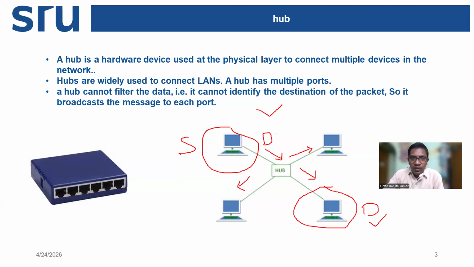It cannot filter the data it receives, which means whatever data reaches the hub will be sent to all systems which are connected to the hub except the source system. So that is the hub. Now I would like to show you this hub by using the Packet Tracer tool, which is the simulation tool. In order to use that Packet Tracer tool, I will show you how to download the Packet Tracer and how to use it.